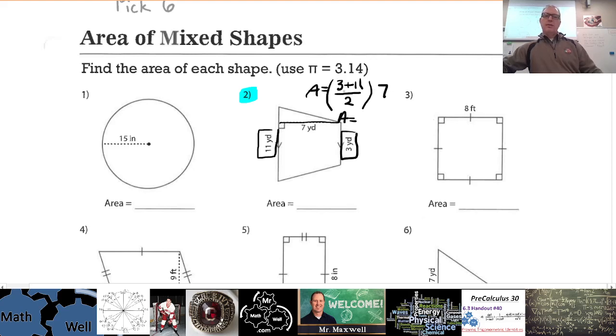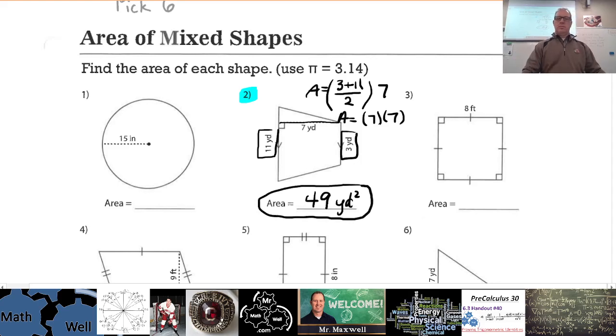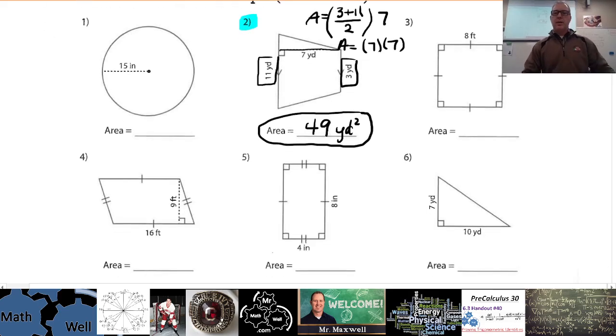So 3 and 11 is 14, divided by 2 is 7, times 7. So 14 divided by 2 is 7, times 7 is going to be 49. Good. 49 square yards, or yards squared. All right. So that's probably the trickiest one you're going to find, but that shouldn't be too bad.